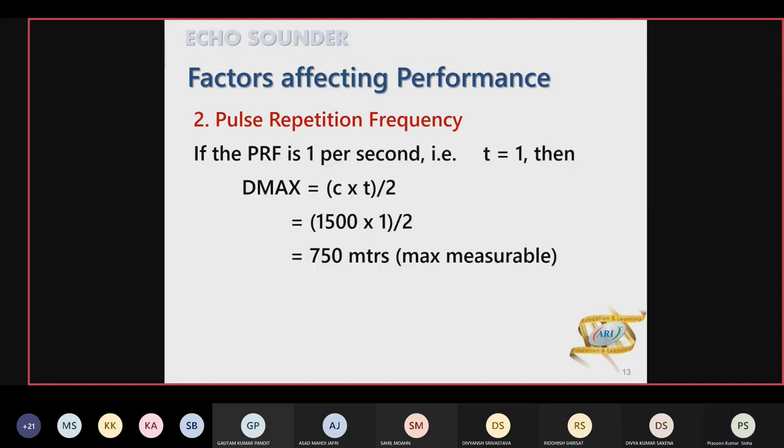Next. Example, every second there is a pulse. एक second का pulse repetition frequency है 1. Every second 1 pulse. Next.